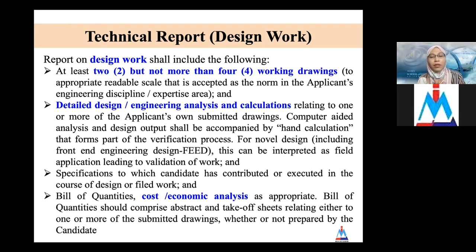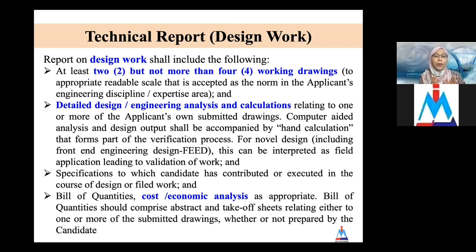So for novel design, if it is a new design, including front end engineering design (FEED), this can be interpreted as field application leading to validation of work. So basically, it's always going back to chemical engineering fundamentals. As I said just now, it's about mass and energy balance, thermodynamics, mechanics, and so on. Then, the specification of which candidate has contributed or executed in the course of design or field work.